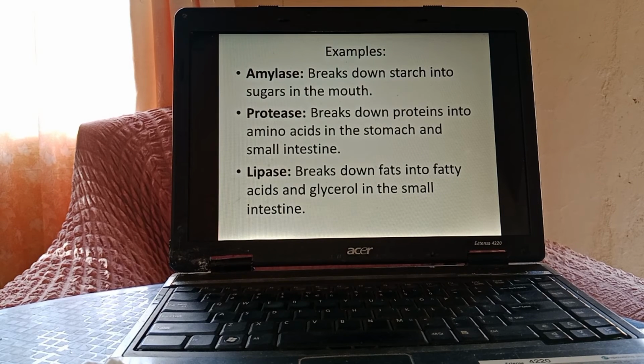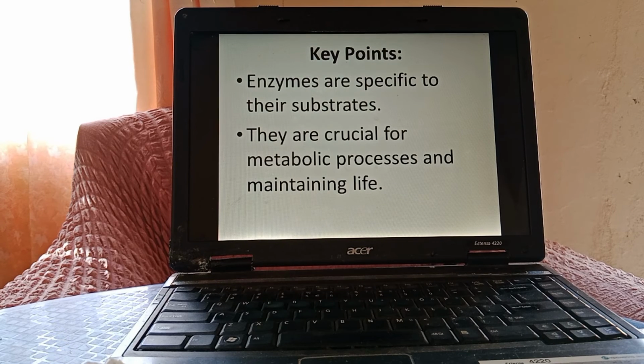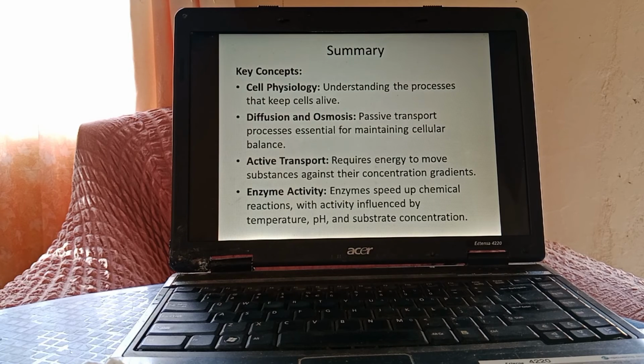Examples of enzymes. Amylase breaks down starch into sugars in the mouth. Protease breaks down proteins into amino acids in the stomach and small intestine. Lipase breaks down fats into fatty acids and glycerol in the small intestine. Key points: enzymes are specific to their substrates. They are crucial for metabolic processes and maintaining life.